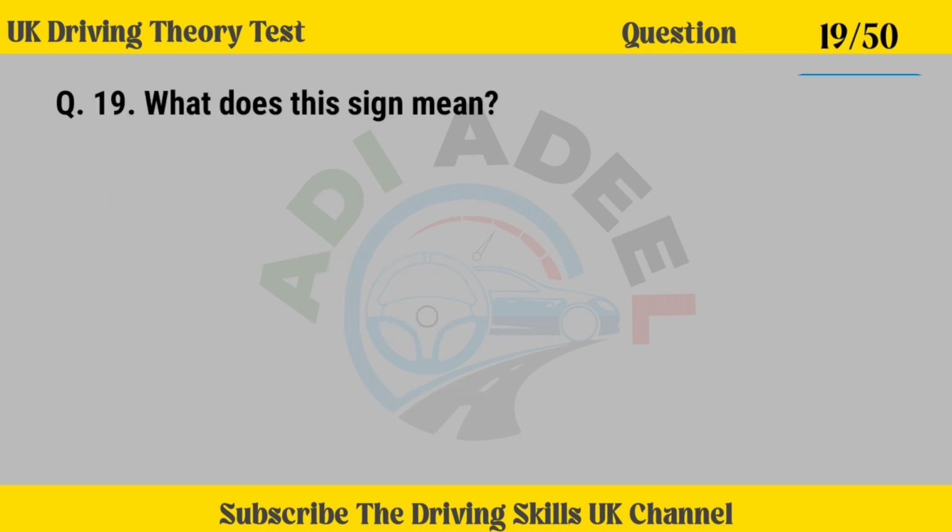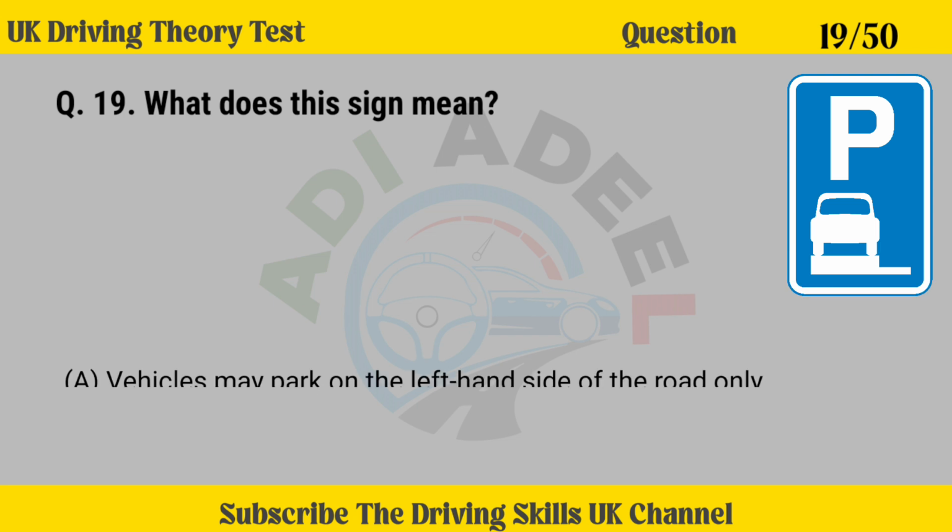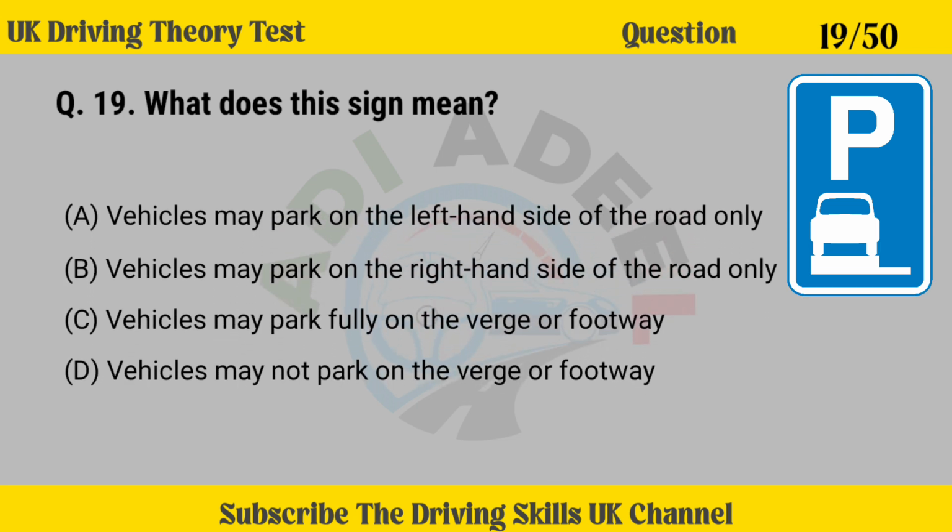Question 19. What does this sign mean? A. Vehicles may park on the left-hand side of the road only. B. Vehicles may park on the right-hand side of the road only. C. Vehicles may park fully on the verge or footway. D. Vehicles may not park on the verge or footway. The right answer is C. Vehicles may park fully on the verge or footway.